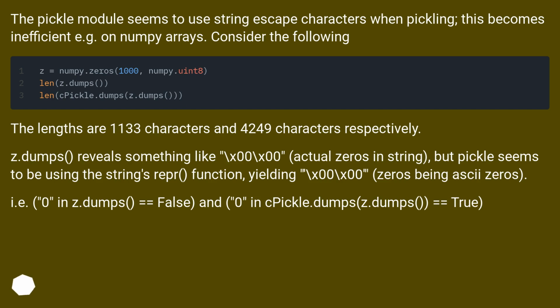The lengths are 1133 characters and 4249 characters respectively. z.dumps reveals something like \x00, actual zeros in the string, but pickle seems to be using the string's repr function, yielding \x00, the zeros being ASCII zeros. That is, 0 in z.dumps equals False, and 0 in pickle.dumps(z.dumps) equals True.